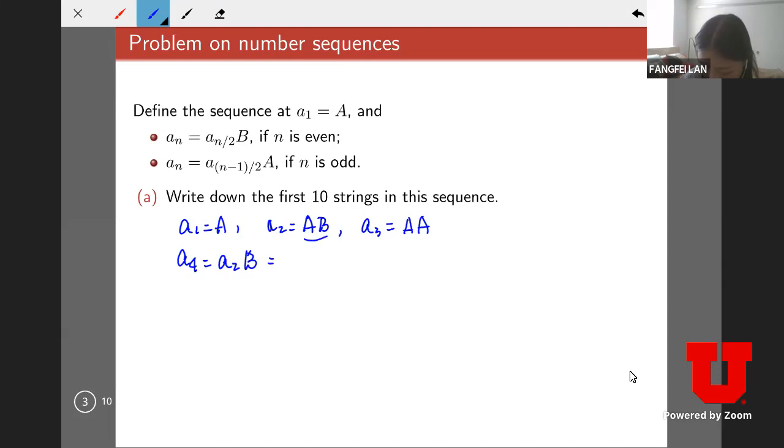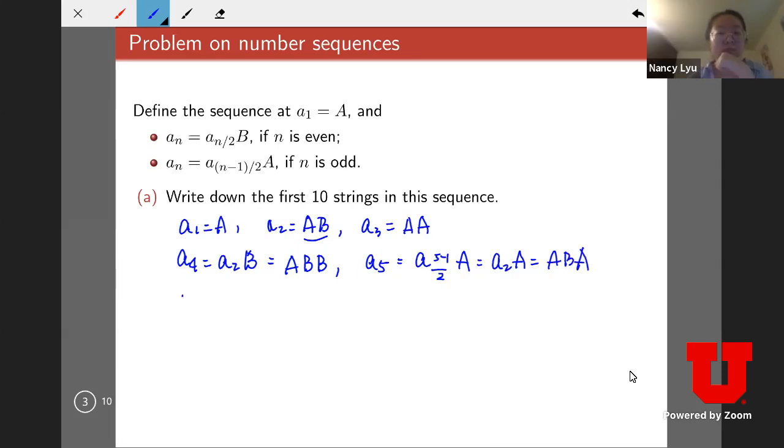So we have A2 here as AB, and then we add B at the end. And then A5 is equal to A5 minus 1 over 2A. And we have A2A. So we have ABA. We keep going. A6 is equal to A3.